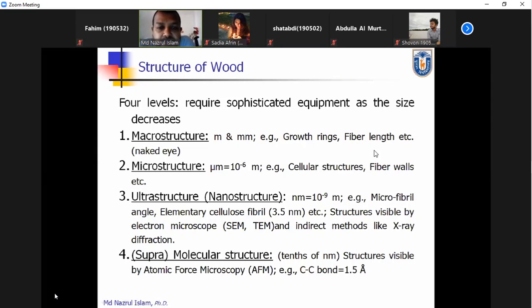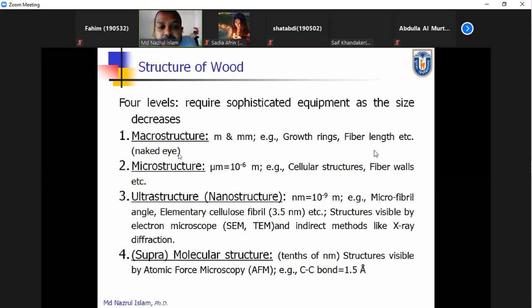The first level we will see is the macro structure. That is a very big structure like the growth ring. You can see the fiber length, even 2 millimeter. You can see it, so we are saying that is macro structure. The color and the other things that we can see, we say that is the macro structure in some cases. The next level that we are saying is microstructure, which we cannot see with naked eyes.